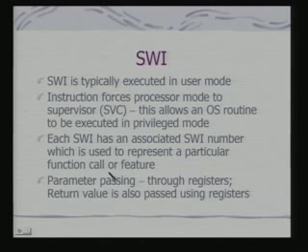So, as I have already told you, this software interrupt instruction is typically part of a user program. So, it is executed in the user mode. The instruction forces the processor mode to become supervisor, and this allows an OS routine to be executed in privileged mode. Each software interrupt instruction has an associated number which is used to represent a particular function call or feature, but this number is not directly used by this instruction. Please keep this in mind, this number is not directly used by this instruction.